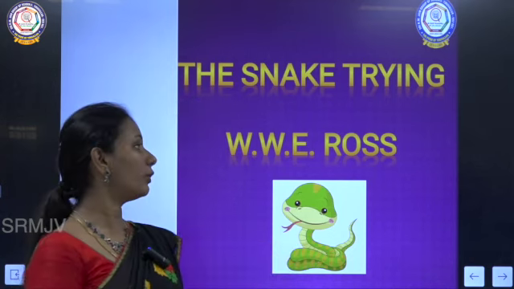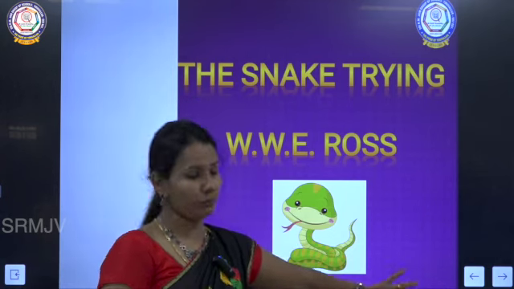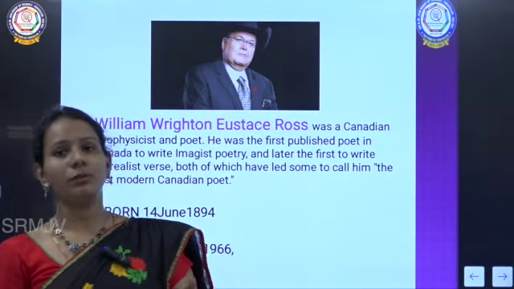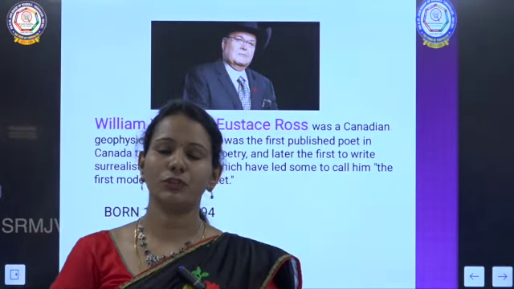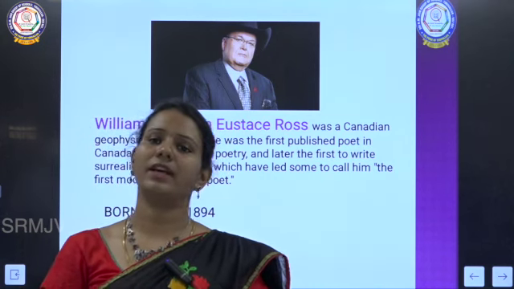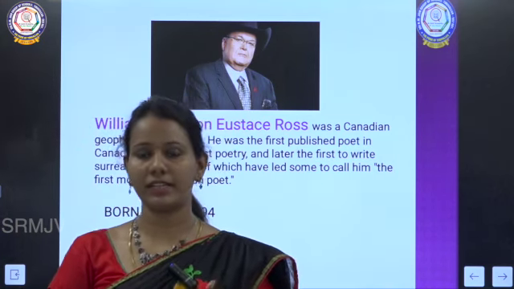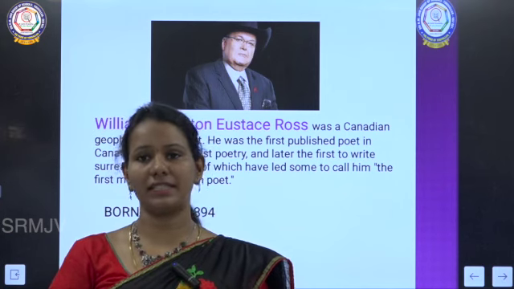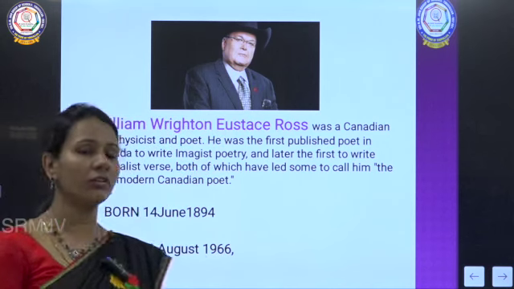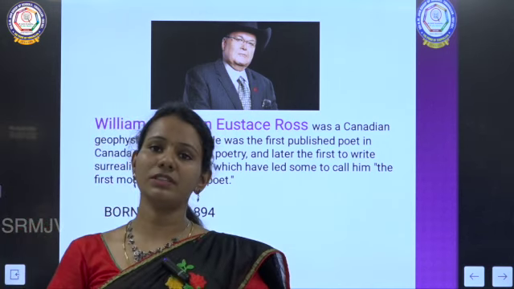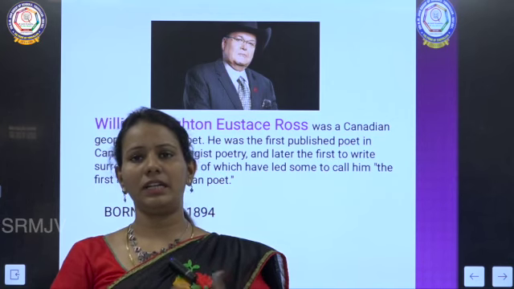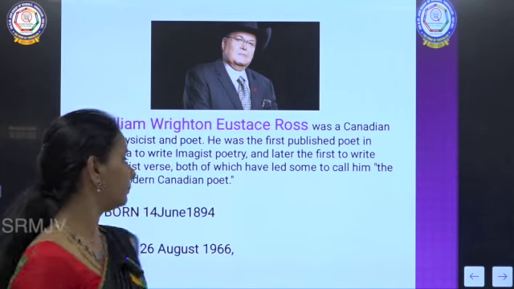Let us understand about the poet before going into the poem, children. W. Ross was a Canadian geophysicist and a poet. He was born on 14th June 1894 and he died on 26th August 1966. He was famously called the modern Canadian poet. Why? Because he wrote imagist poetry and surreal verse. Let us move into the poem, children.